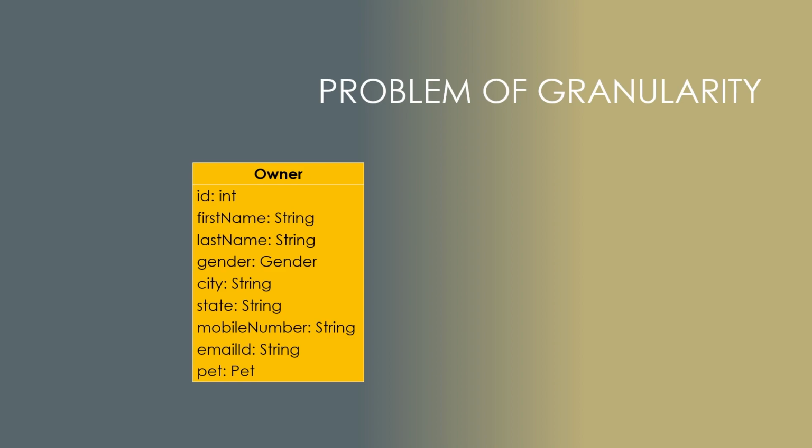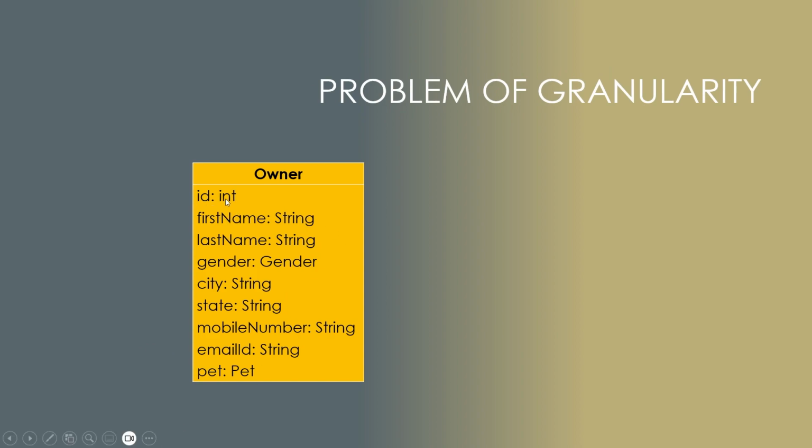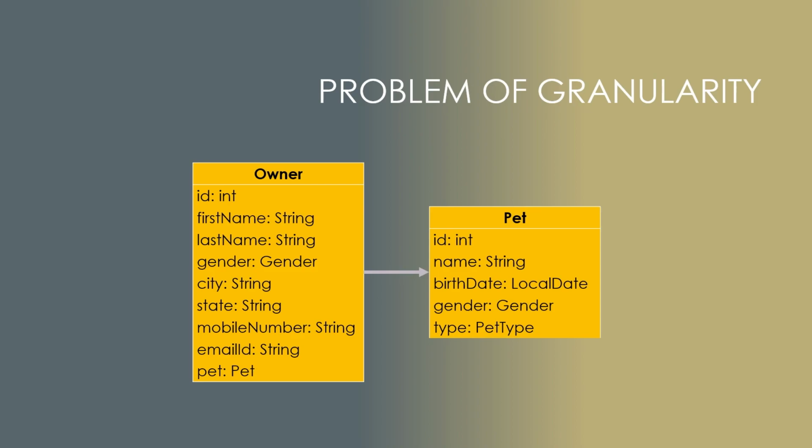So here in front of us we have an Owner class. Now this owner has an ID which is an integer. So maybe we can say it is going to be its primary key, by which we can understand that this is a unique owner. Then we have the first name, last name, gender, city, state, mobile number, email ID, and then this owner also has a pet. But this pet is not a string or an integer or anything else. Instead, it's a complete class in itself. So it's going to be a class something like this, Pet, where again the pet can have an ID, name, birth date, gender, and type.